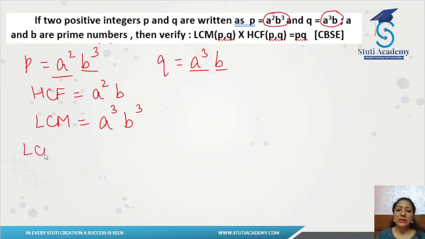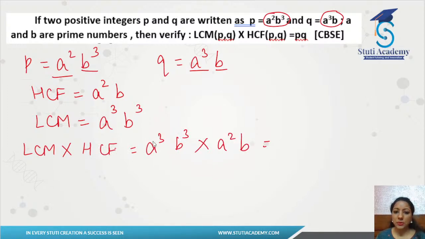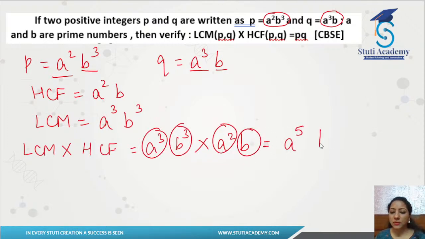Now LCM into HCF we are going to take as a cube b cube times a square b. So this can be written as a cube into a square, that is a raised to the power 5. Then we have b cube into b, that is b raised to the power 4.